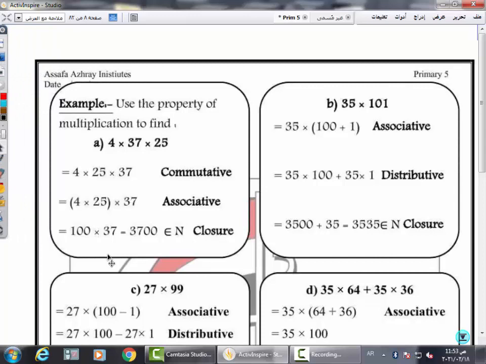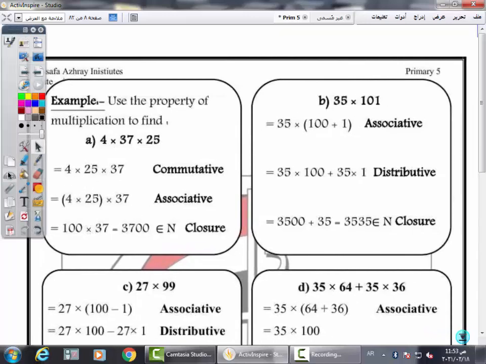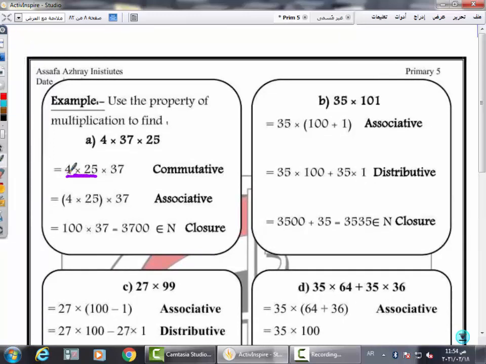Example, use the properties of multiplication to find the product. We have 3 numbers, 4, 37, 25. We will change the places of 37 and 25 to get 4 beside 25. This is called commutative property.